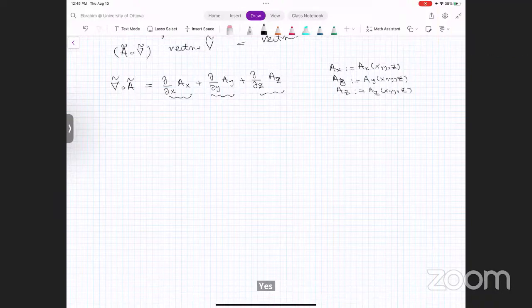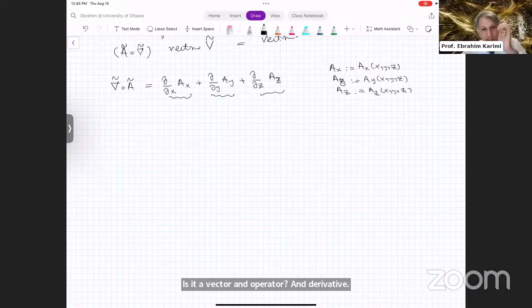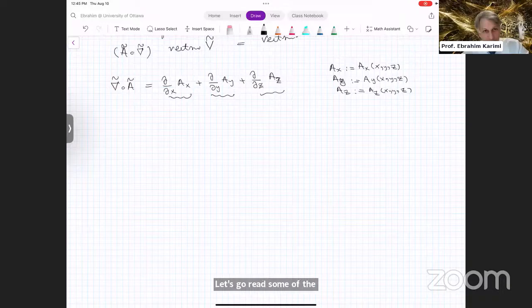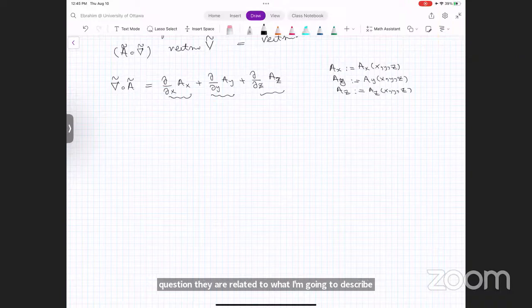Can you explain what del is in a simple way? Is it a vector, an operator, a derivative? Let's stop here, if it's fine, because some of the questions are related to what I'm going to describe right now. Okay. Perfect. Thank you so much.